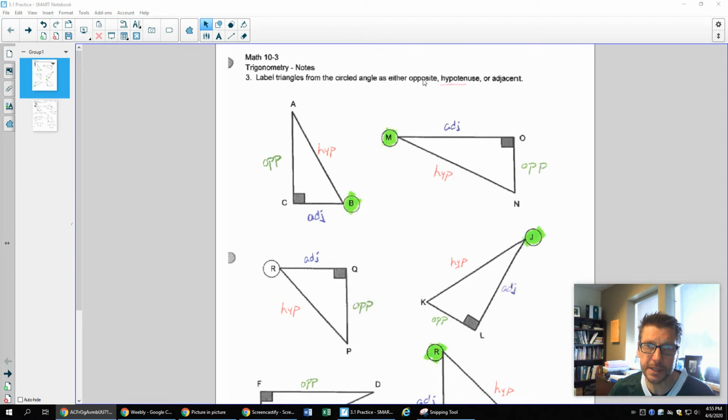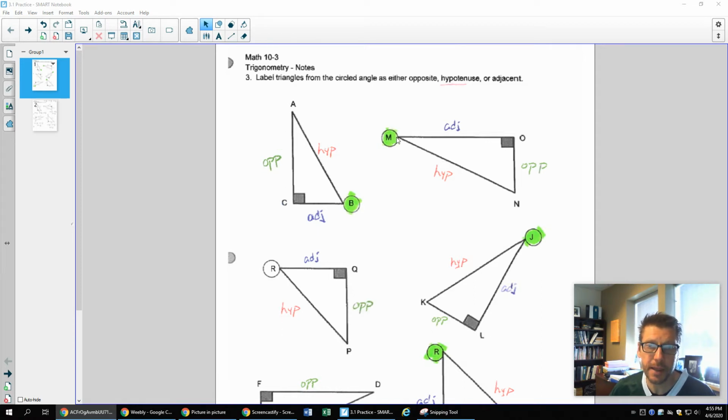The second thing I like to do is the opposite. Again, I've highlighted B. Across from B, again, is like a projector. B projects to the opposite wall. So the opposite of B is side AC, or side little b.